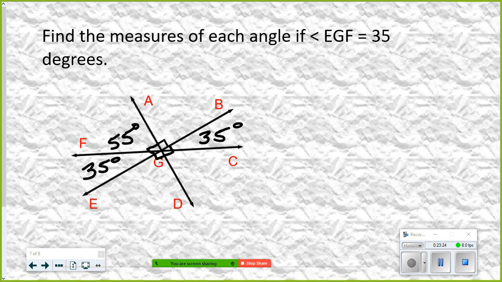Zach. AGB is 90. That's the easy one, right? Because they gave us that box right there. So DGC is also 55 because it's vertical with that one. And it's also complementary with that one. So these two add up to 90. And these two are across from each other. And then there's only one more left. And that one's 90 also.